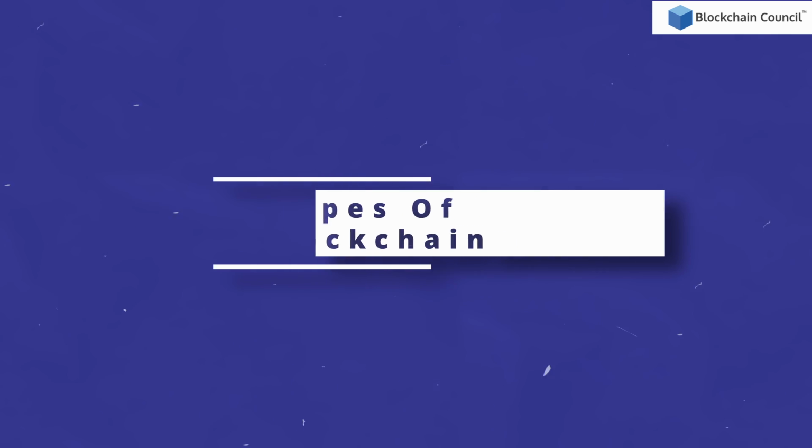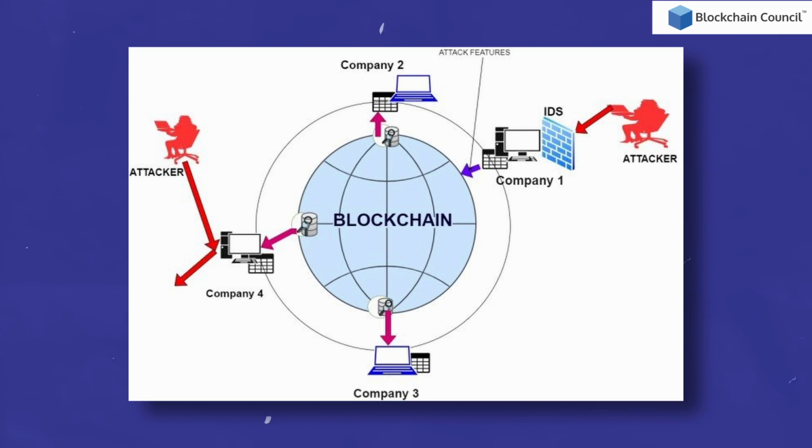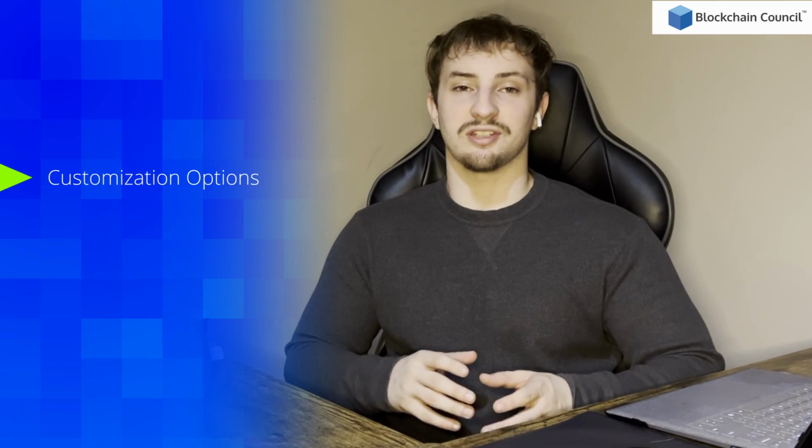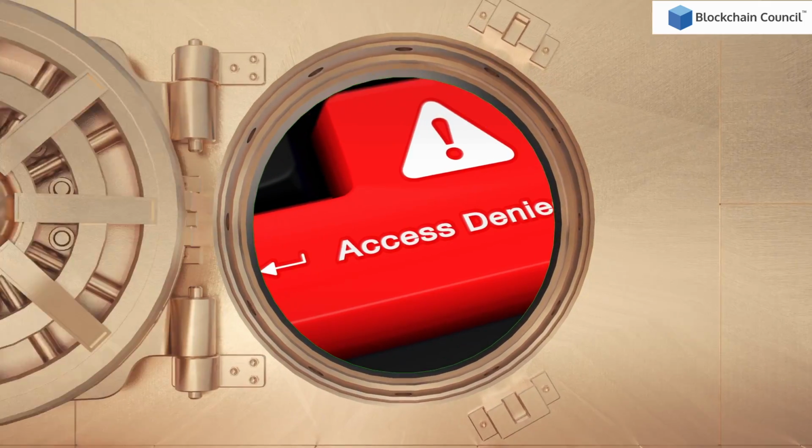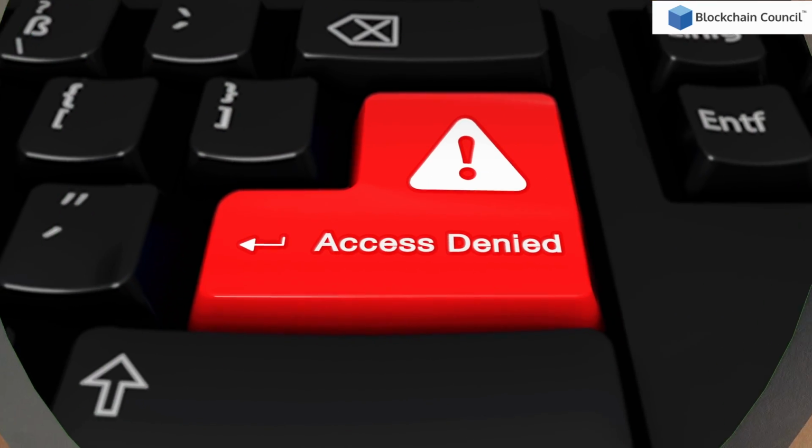Let's take a look at the types of blockchain. First, let's talk about private blockchain networks. These operate within closed circles and are great for businesses. They offer customization options and enhanced security features. Imagine a locked vault accessible to only a select few. That's the idea behind private blockchains.